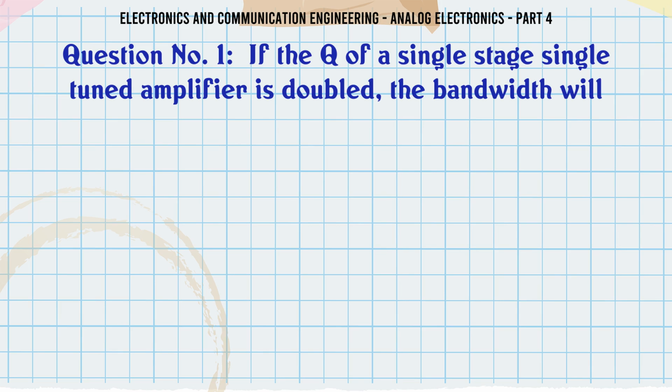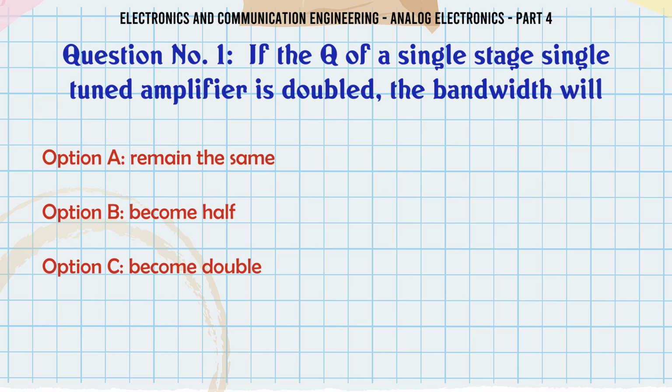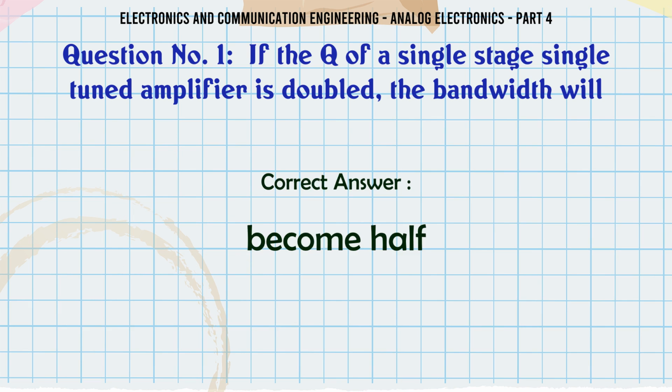If the Q of a single-stage single-tuned amplifier is doubled, the bandwidth will: A. Remain the same, B. Become half, C. Become double, D. Become 4 times. The correct answer is become half.